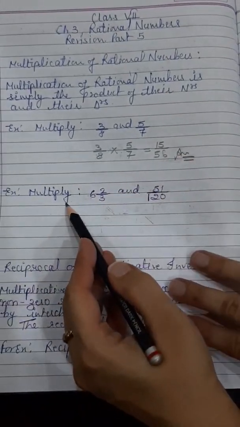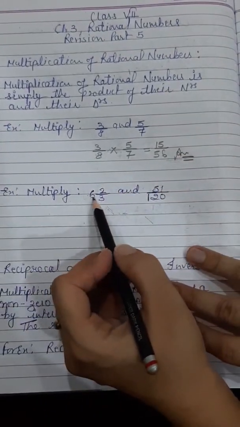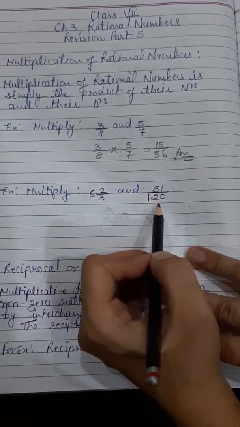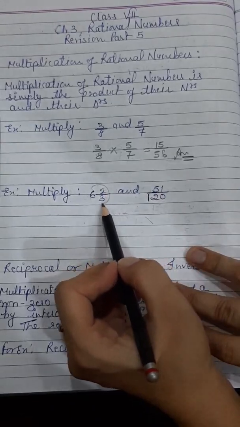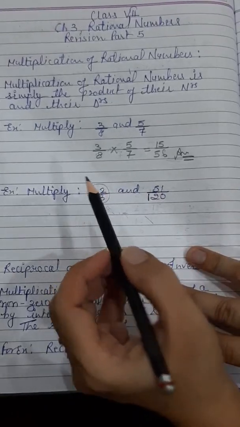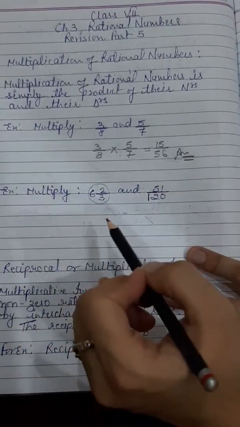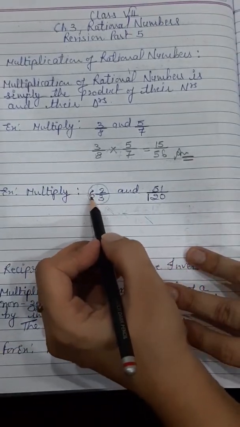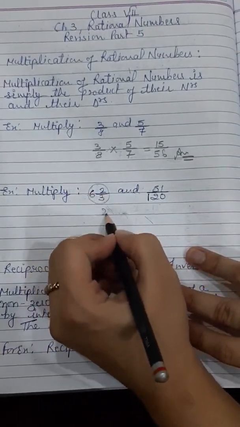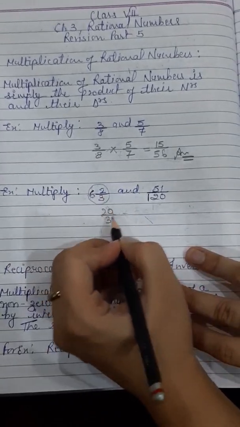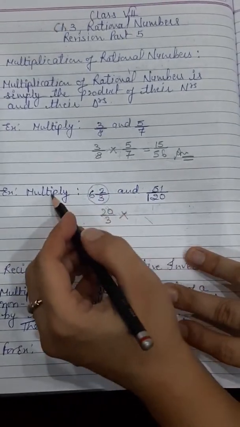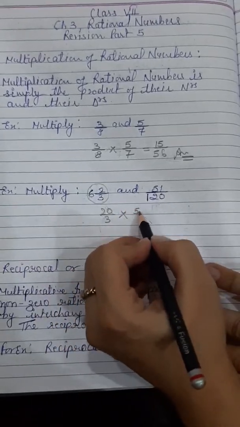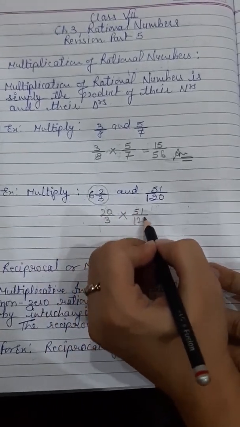If you have to multiply 6 whole 2 by 3 and 51 by 120, in that case you can see this is in mixed fraction. So first convert into an improper fraction. Right? So when you convert, 3 6s are 18, 18 plus 2, 20, 20 by 3. Multiply, because you are multiplying, so multiplication sign, 51 by 120.